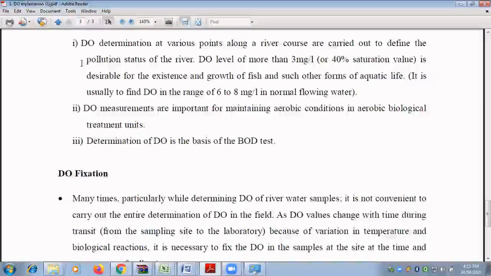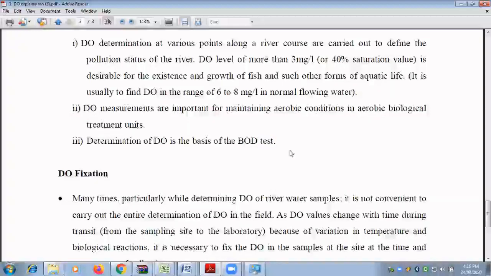So here I was talking about the pollution status of the river. When I say pollution status, with the help of DO I can only tell whether the river is polluted or not, right? But if I have to find out the pollution strength of the river, it can be found out with the help of the BOD test, right?